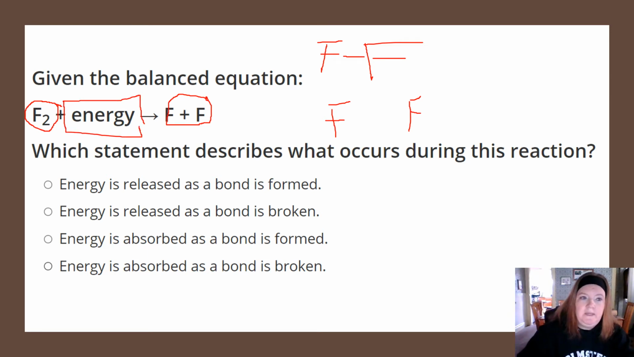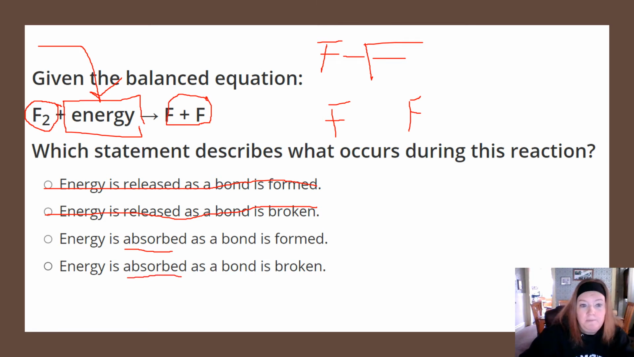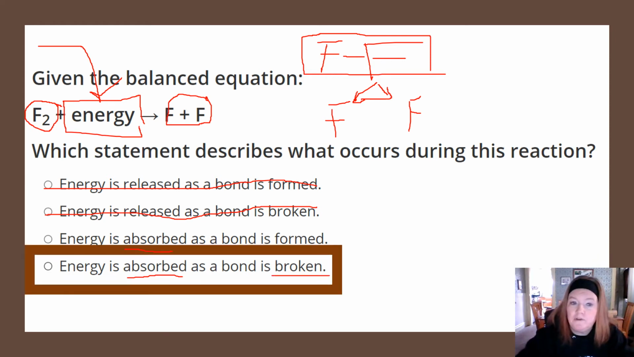And then we see this. It means energy is being put into the reaction, so energy is absorbed. So I know this is wrong. If energy were being released, it would be over here on this side of the equation, but it's not. So I know energy is being absorbed. Now it's happening to the bonds. Started like this and ended like this. So a bond is being broken. So energy is absorbed as a bond is broken.